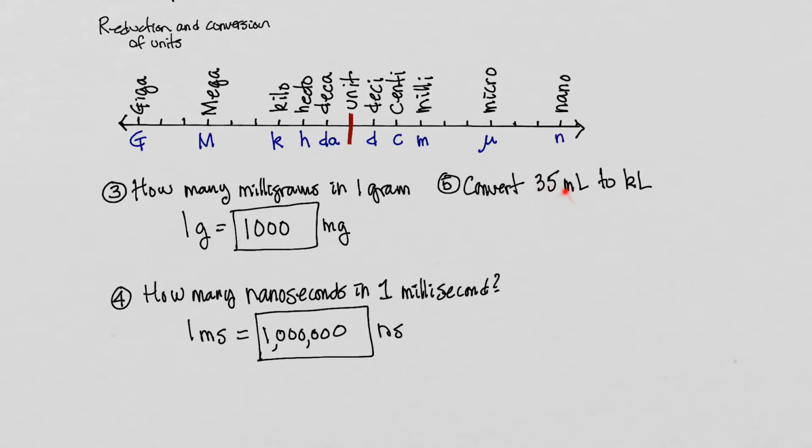Let's make this straight conversion here. Let's convert 35 milliliters to kiloliters. So we're going to have 35 milliliters equals how many kiloliters? We don't need to go backwards on this one because we're just making a straight conversion. So let's put ourselves over here at milliliters. Now milli is right here, and let's go all the way to kilo. So let's count. We're going to go to the left now. 1, 2, 3, 4, 5, 6 places to the left.